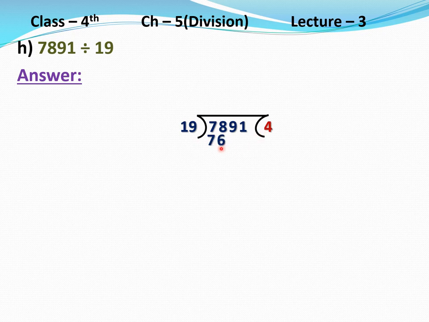19 multiplied by 4 equals 76. Write 4 here and write 76 here. Now we will do subtraction. 8 minus 6 is 2, write 2 here. 7 minus 7 is 0, write 0 here and write the next number, that is 9.